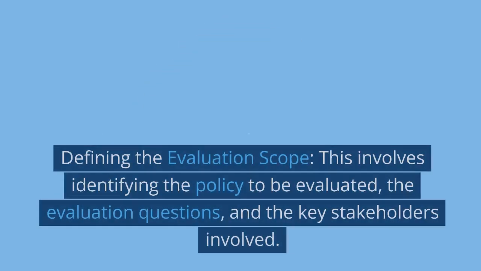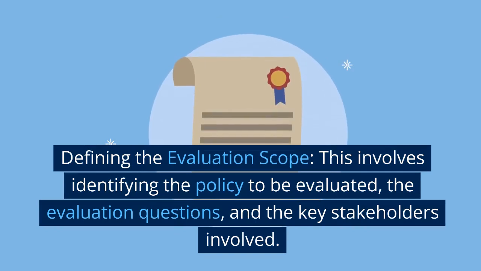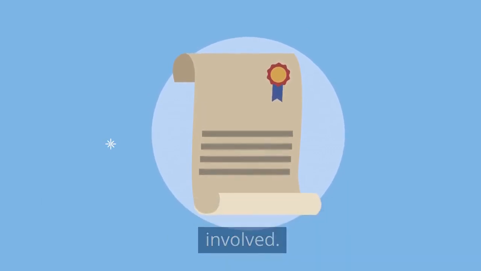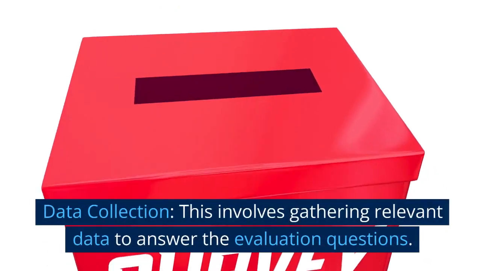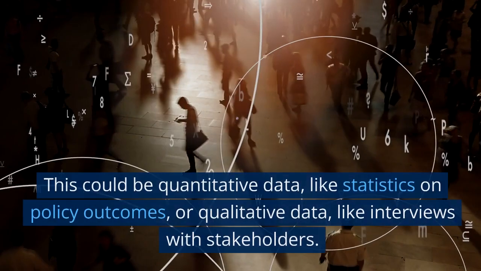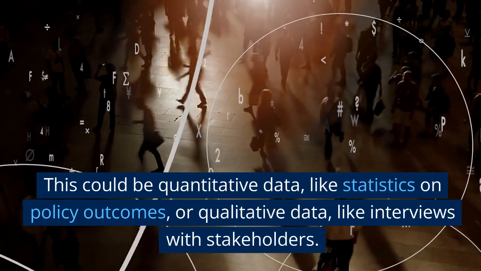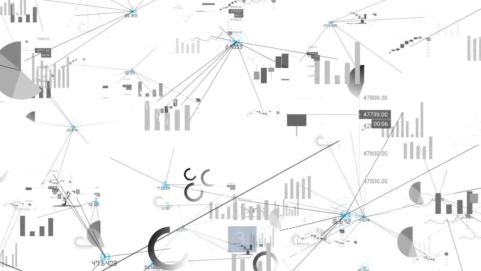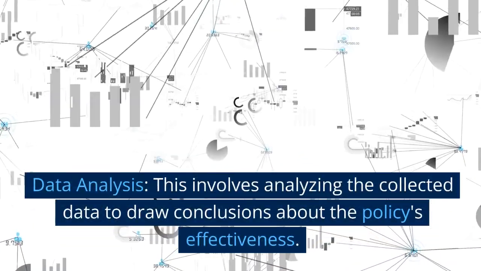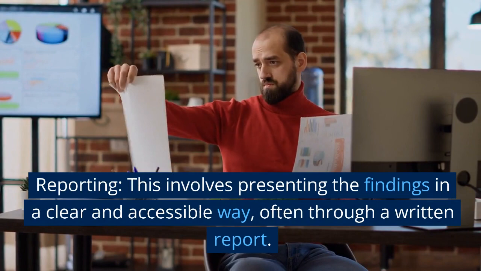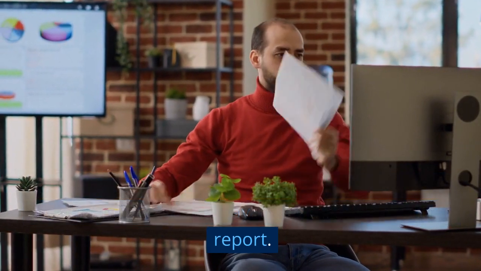1. Defining the evaluation scope. This involves identifying the policy to be evaluated, the evaluation questions, and the key stakeholders involved. 2. Data collection. This involves gathering relevant data to answer the evaluation questions. This could be quantitative data, like statistics on policy outcomes, or qualitative data, like interviews with stakeholders. 3. Data analysis. This involves analyzing the collected data to draw conclusions about the policy's effectiveness. 4. Reporting. This involves presenting the findings in a clear and accessible way, often through a written report.